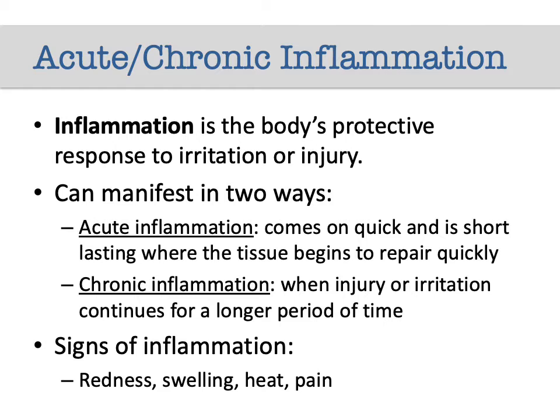Inflammation is the body's protective response to injury or irritation. Inflammation can manifest in 2 ways: acute inflammation and chronic inflammation. Acute inflammation means that it comes on quick and is short-lasting, where the tissue begins to repair quickly. Chronic inflammation is when the injury or irritation continues for a longer period of time. Typical signs of inflammation are redness, swelling, heat, and pain.